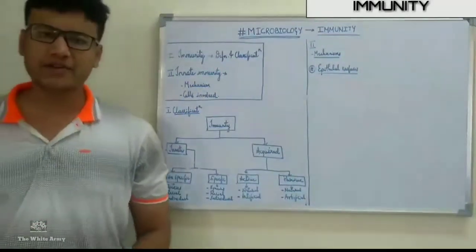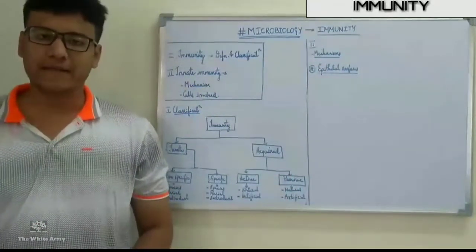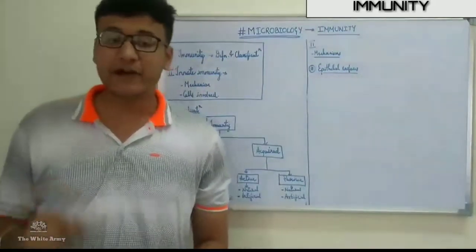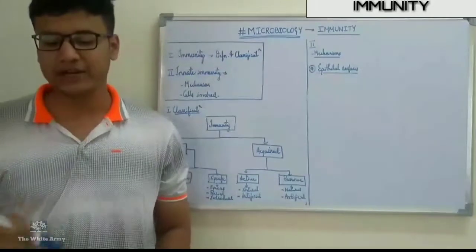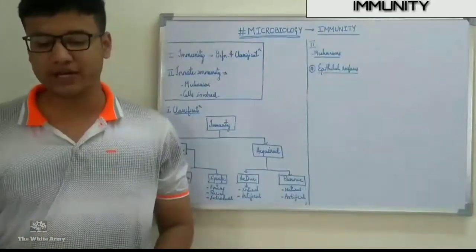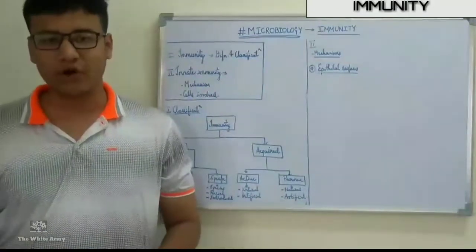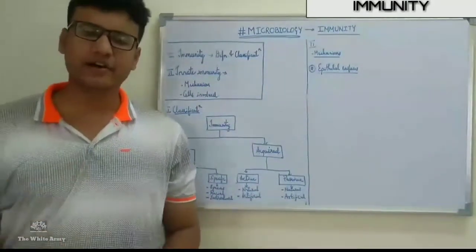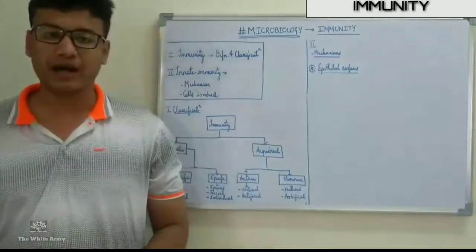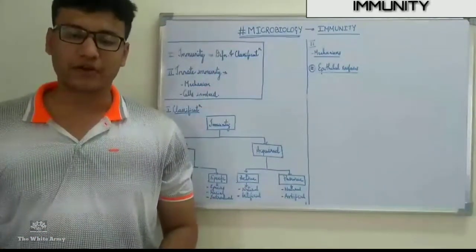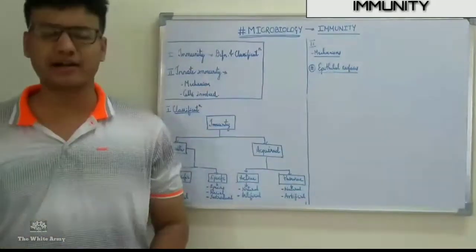This is a pretty important topic when it comes to microbiology exams, and questions will be asked like this: define and classify immunity, briefly explain innate immunity, discuss its mechanisms, and briefly describe the cells involved in innate immunity. This kind of important 10-marker question will be asked when it comes to immunity in the final examinations of microbiology. Okay, let's start our discussion.